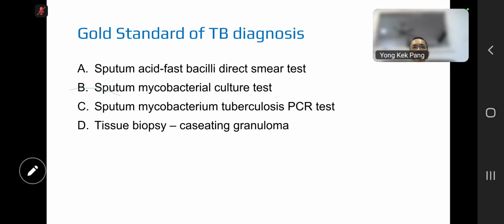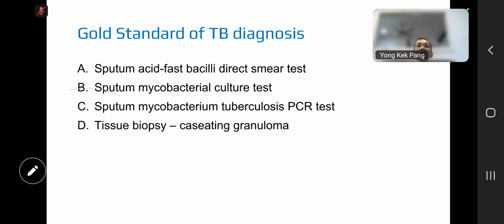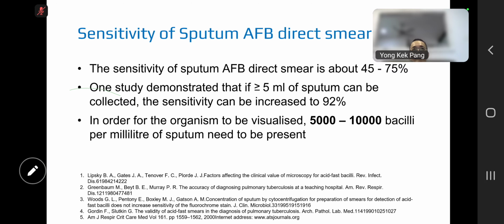So the answer is B, sputum mycobacterium culture. Okay, we can discuss if you are interested to know why B is still the gold standard. What are the pitfalls if you choose other standard? All right, and sensitivity of sputum AFB direct smear, it is not super sensitive, right? That is the reason why AFB direct smear cannot be used as a gold standard, because it lacks the sensitivity.